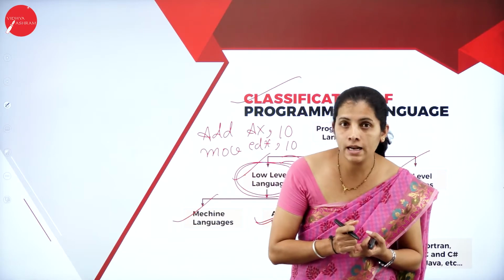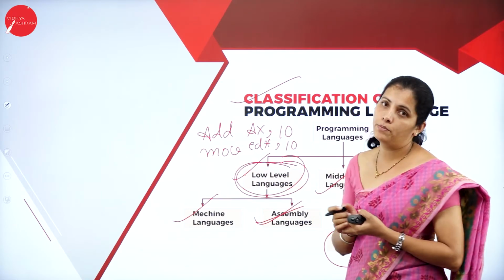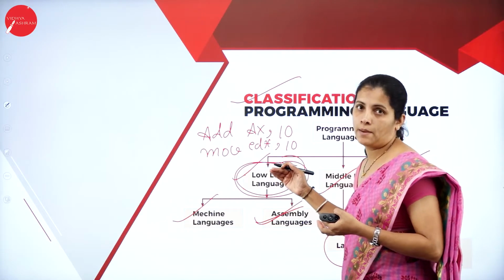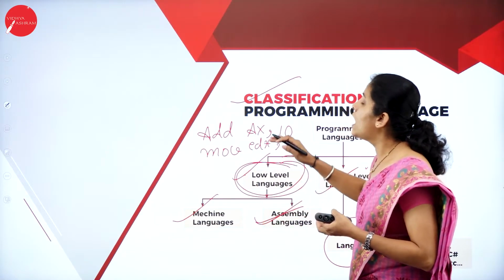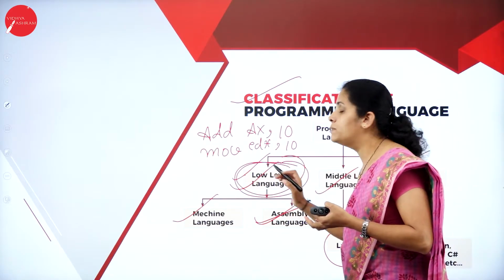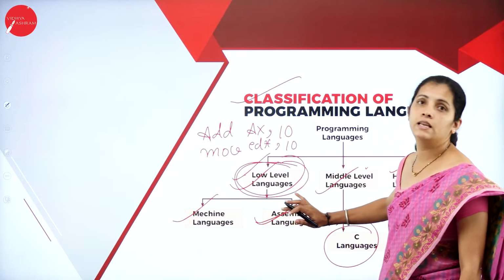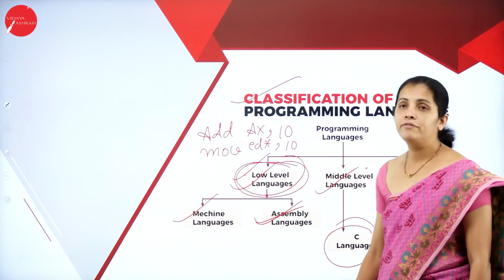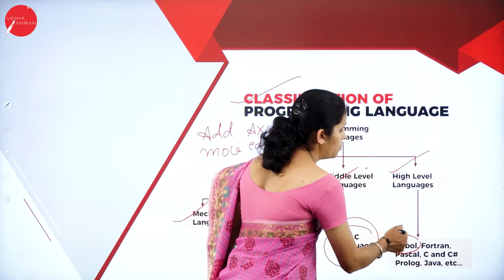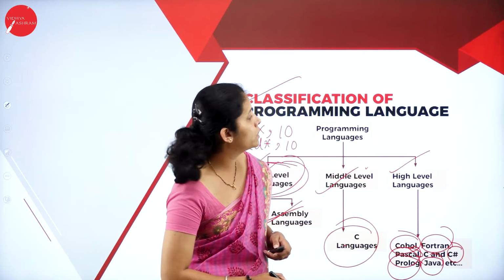So to understand programming languages, we must know the types of programming language, that is low level programming language, middle level programming language and high level programming language. To understand what is low level programming language and how it is divided, we must have some basic idea about computer programming languages. So here the low level programming language is further classified into two types, that is machine level language as well as assembly level language. And the example for mid-level programming language here is the C program, and for high level it is COBOL, Pascal, Fortran, then Java, C#, Prolog. These are examples of high level programming language.